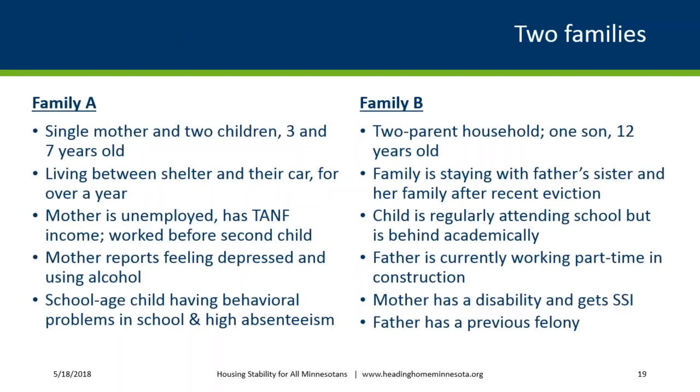So I just kind of came up with a couple of families to think about here as we think about what this could look like. In my first family, I have a single mother and two children, 3 and 7 years old, so one school age. For over a year, they've been living between their shelter and their car. The mother's unemployed and has TANF assistance. She worked before she had her second child. She reports feeling depressed and using alcohol, and her school-age child is having behavioral problems and high absenteeism.